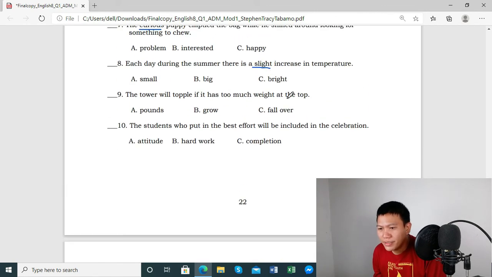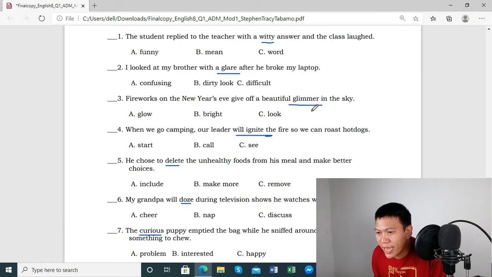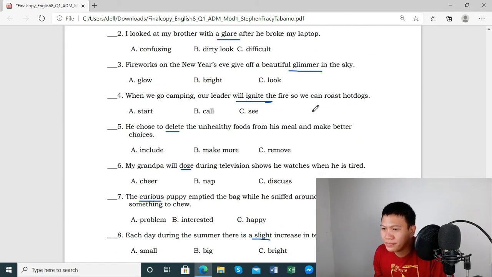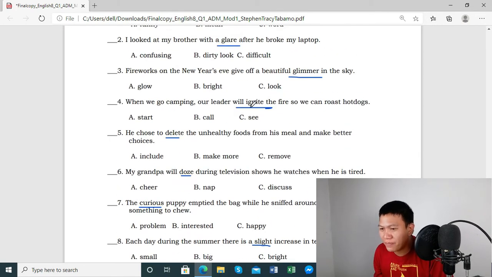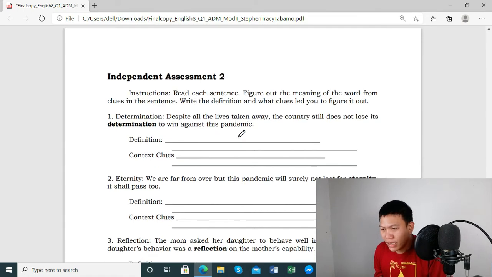Number 9, the tower will topple if it has too much weight at the top. So we have the word topple. And number 10, the students who put in the best effort will be included in the celebration. So we have here effort. So these are the underlined words, okay? Identify their answers. Hanapin nyo dyan. So, tandaan nyo na lang. Next, independent assessment number 2.